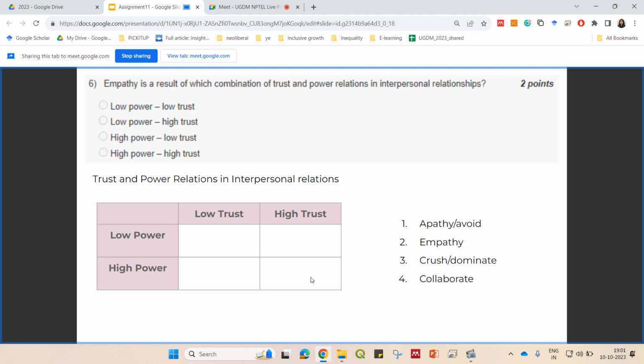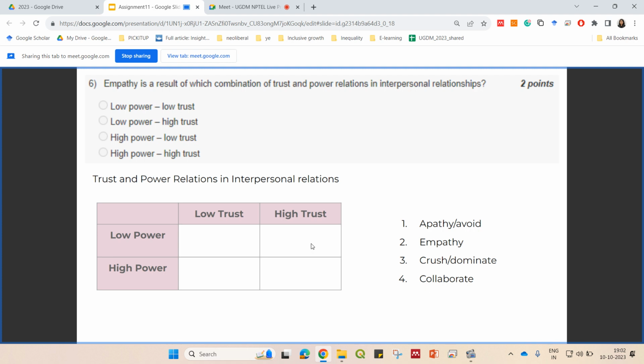The level of power which the people in that interpersonal relationship have is high, and the level of trust that they have in each other is also high. That means they both have a similar kind of power and similar trust in each other, because it is high for both. They both have power, and they trust each other. It means that they have equal amounts of power and are able to trust each other. So this is a situation in which they can collaborate.